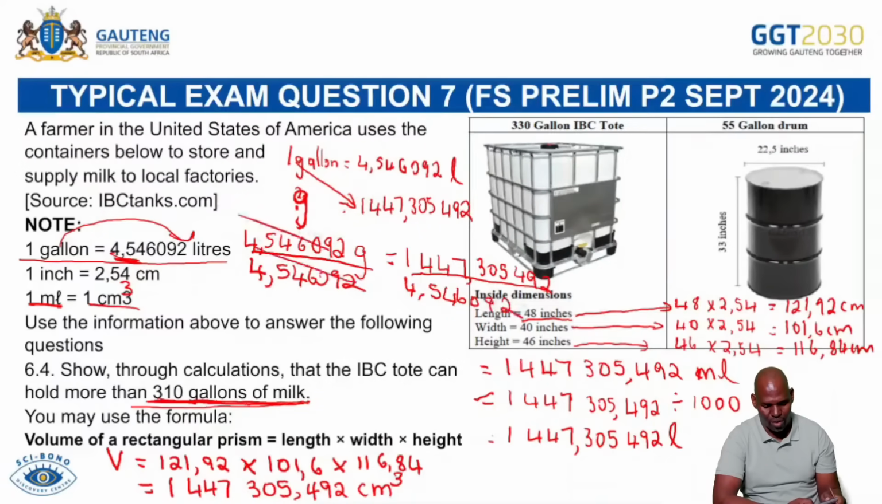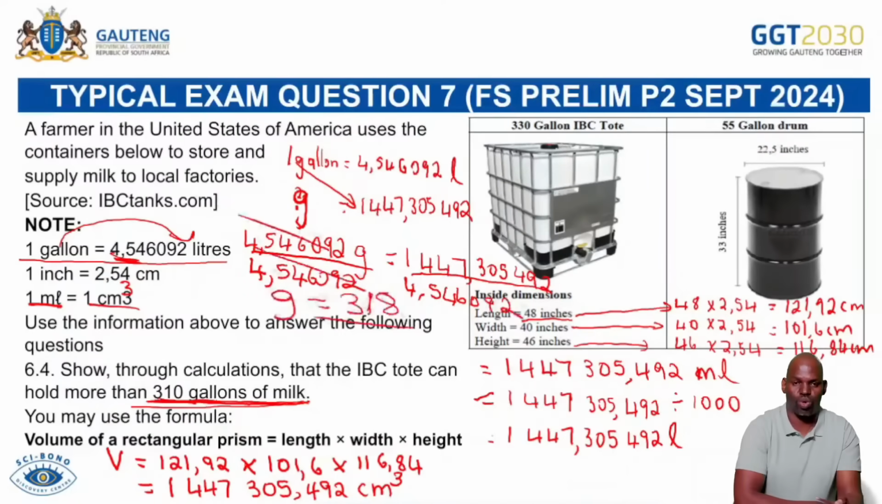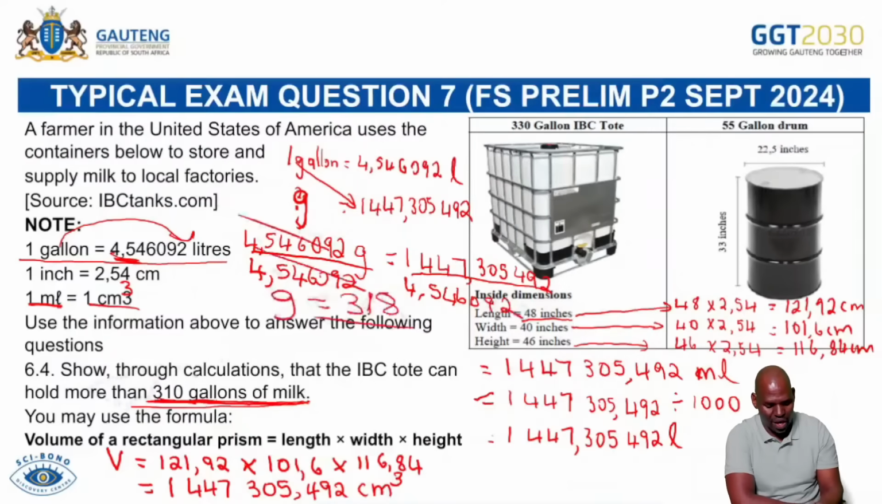Then I take 1,447,305.492 and divide it by 4.546092. I'm getting 318. So the gallons there is 318. That is what I'm getting. Okay, but if I go back to my information, they say show through calculation that it can hold more than 310 gallons. Yes, indeed, I'm getting 318. So it means it can actually hold more than 310.